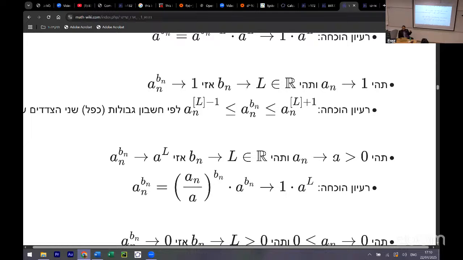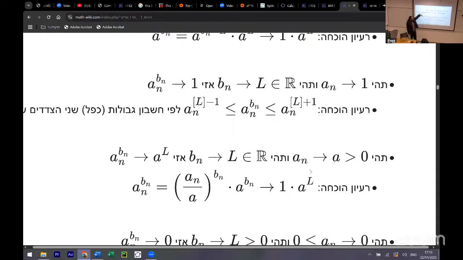If n goes to A and Bn goes to L, then an to the power of Bn goes to A to the power of L. That's arithmetics of limit using powers. We are not proving that. These are the basic ideas of how to prove that.